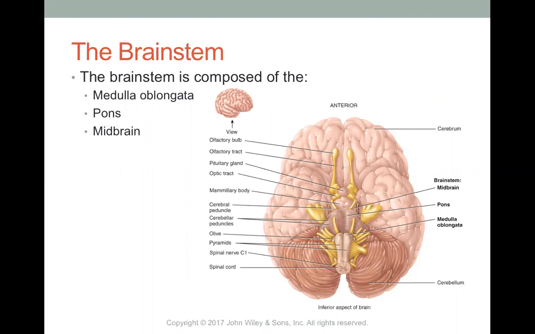Chapter 14, the brain, is what we will be discussing in this video and its components. So the first part here, we said that there were four main parts of the brain, and we will be discussing the brainstem and reticular formation first. The brainstem is composed of three parts: the medulla oblongata, the pons, and the midbrain. Oftentimes, the medulla oblongata is simply referred to as the medulla.